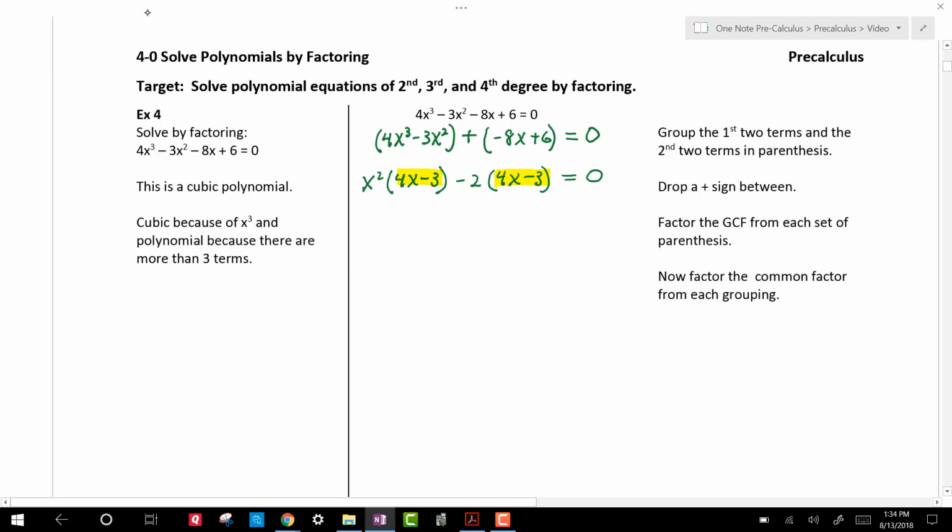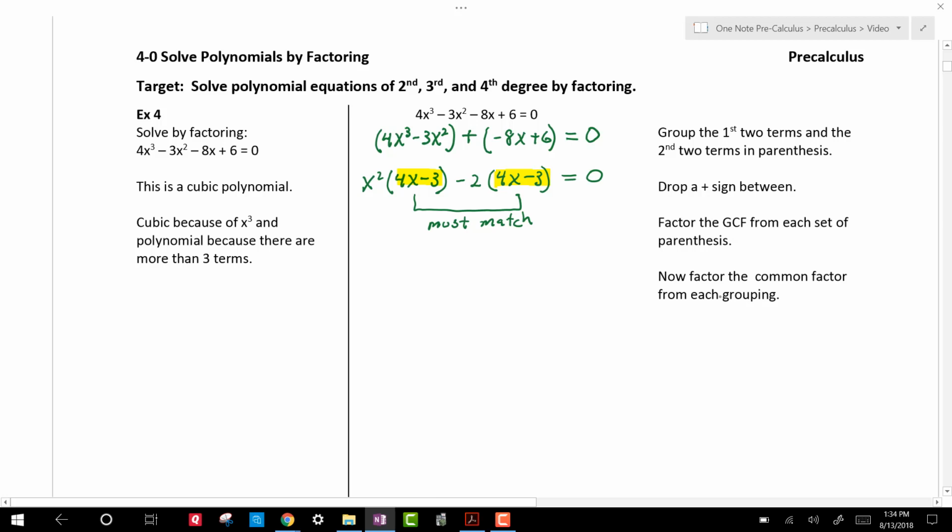Now, when we go to factor the common factor from each grouping, let me put a little note here. These guys must match, right? The next step is the more confusing one for a lot of people. So it says factor the common factor from each grouping.